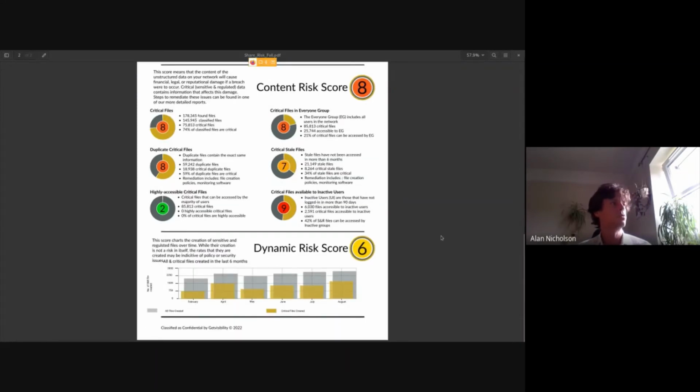So these are the main metrics that we see here. That covers the share risk report. And for our dynamic risk score, this shows our users the creation of critical files, overall files over time.